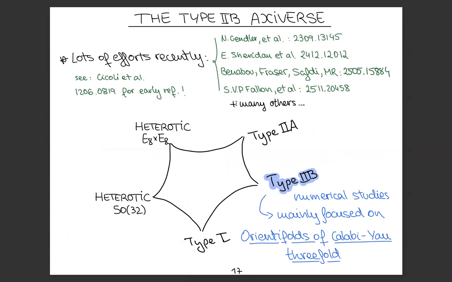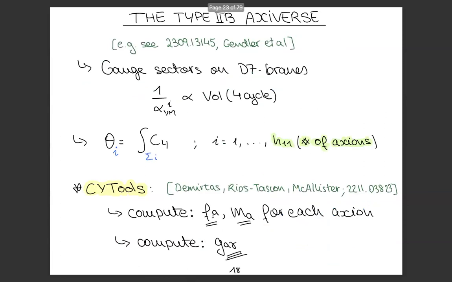Many people have worked on these kinds of constructions, and mainly, if not always, using a concrete type of compactification, which is orientifolds of Calabi-Yau threefolds. So just to give you very quickly an example, this is a very nice paper by Naomi and collaborators where they consider the axiverse in a class of theories considering Calabi-Yau threefolds where gauge sectors come from wrapping D7 branes over 4-cycles.